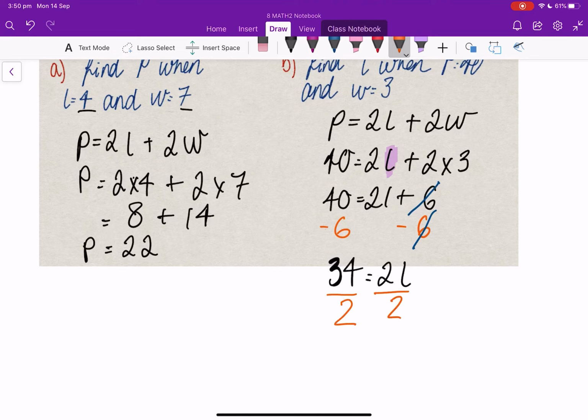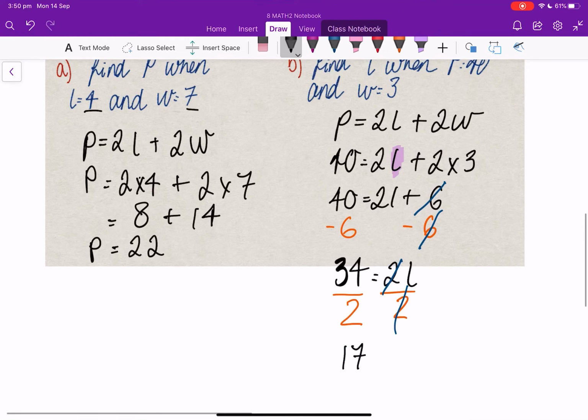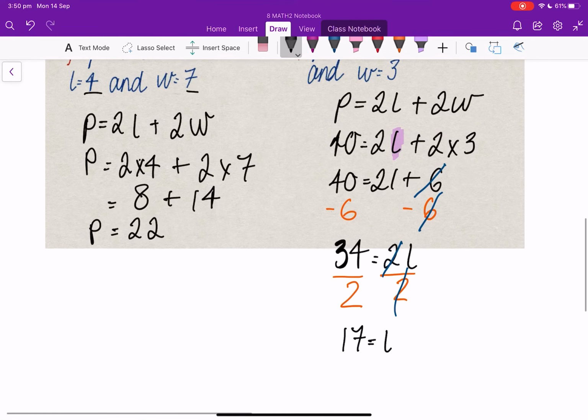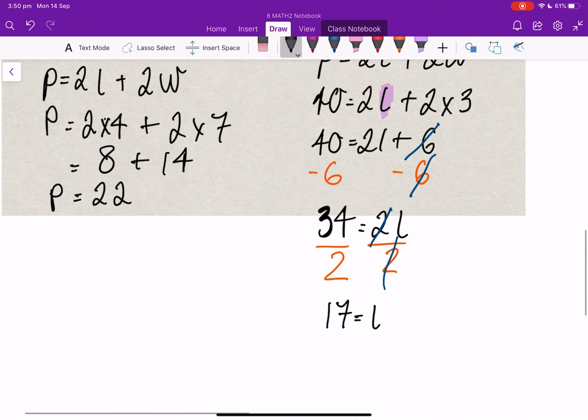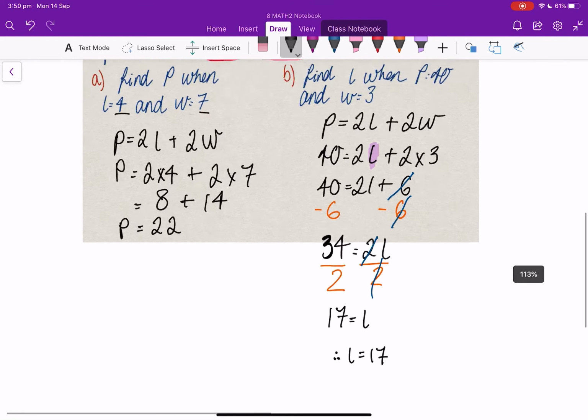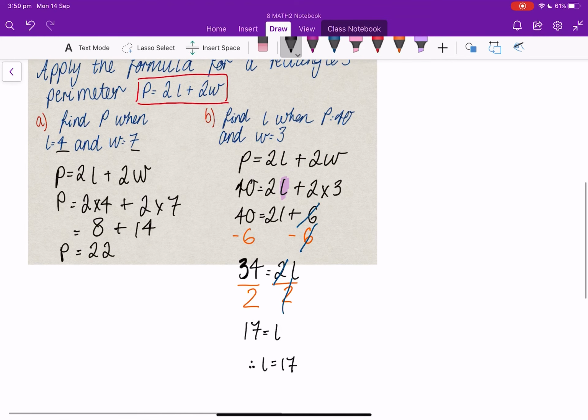Okay, that means on the right-hand side I can cross out my 2s. 34 divided by 2 is just 17. So 17 equals L. So the length is 17, and you can say, therefore, L equals 17, and that's your answer. Okay, so in this step here, it was a little bit more complex because we had a value on the left-hand side and we needed to rearrange our equation, okay, to find out what L was. But it's not different to what we were doing beforehand, okay?